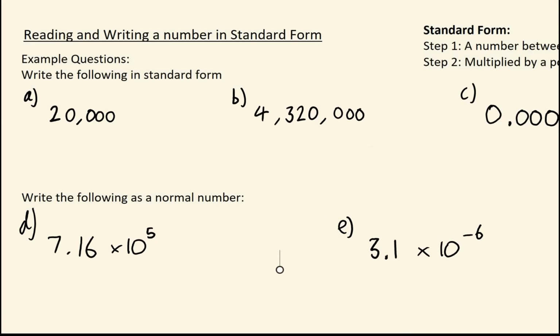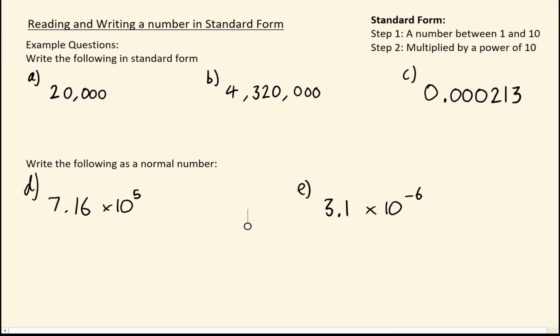Okay, first step is reading and writing numbers in standard form. So for standard form, you must have, first of all, a number between 1 and 10, and that must be multiplied by a power of 10. So going through how we do that.